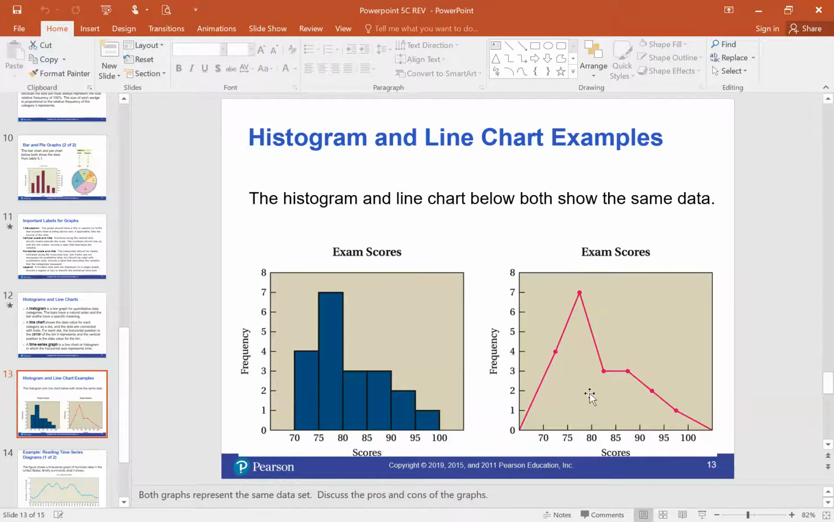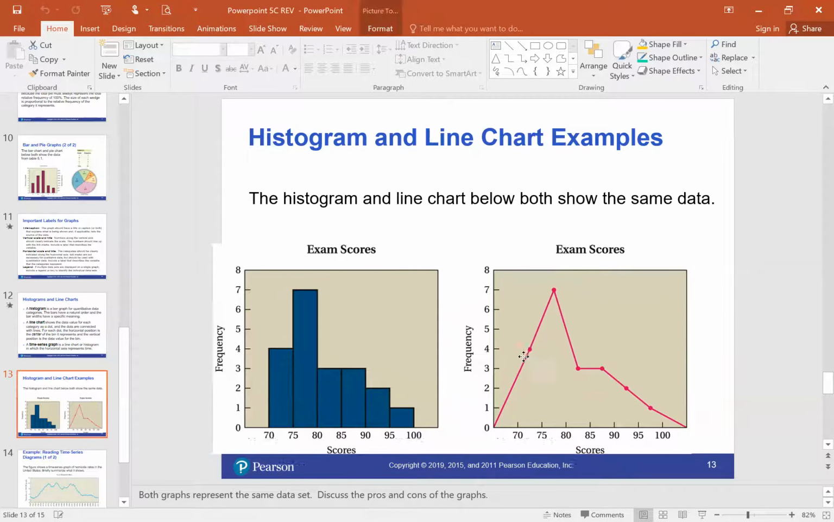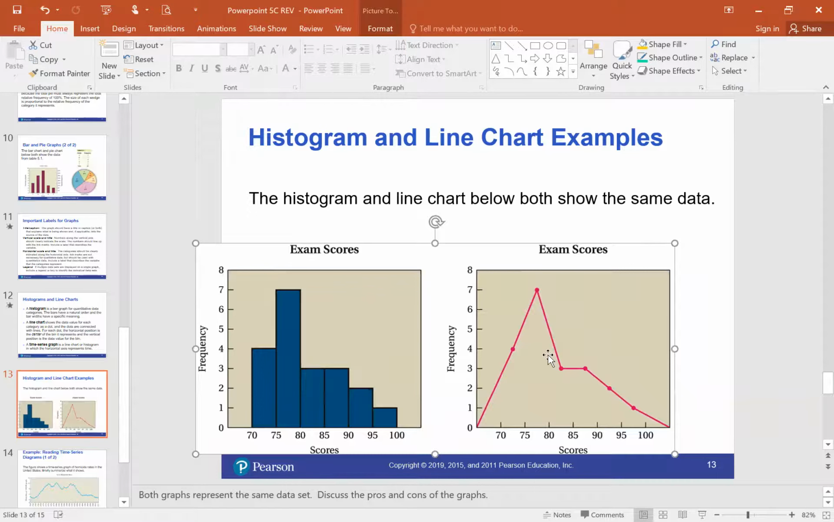On the right, you got a line chart. So notice you show the data values for each of the categories. So in between 70 and 75, that's what they're talking about in between in the category. So my scores from 70 to 75, I would go up to the dot, and the height of that dot is equal to the 4. So that's telling me that I had 4 scores between 70 and 75. Between 75 and 80, looks like I had 7 scores.